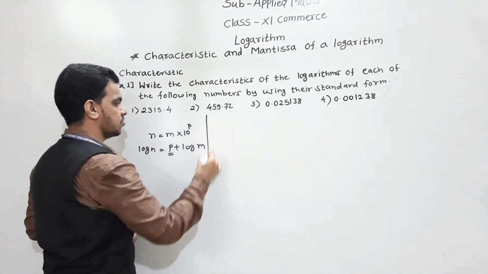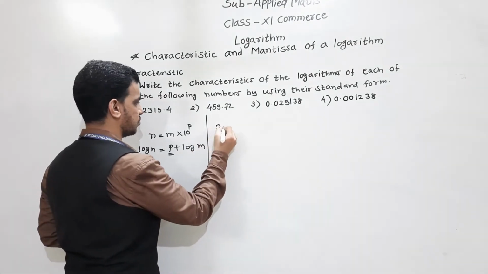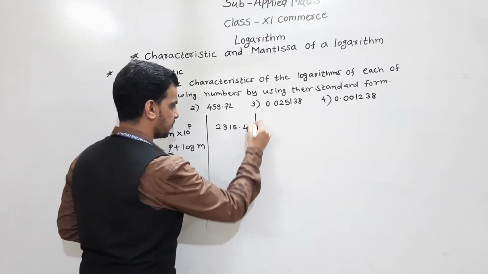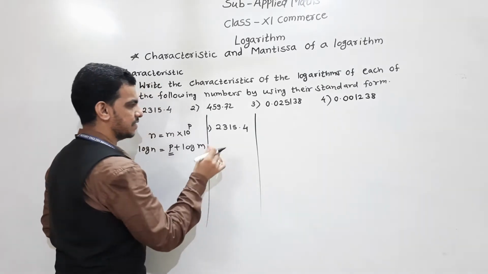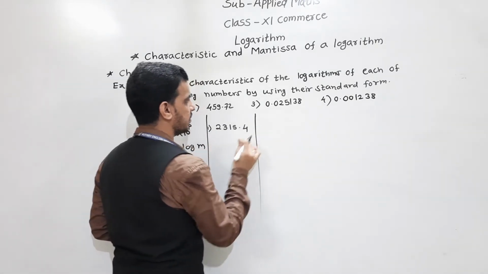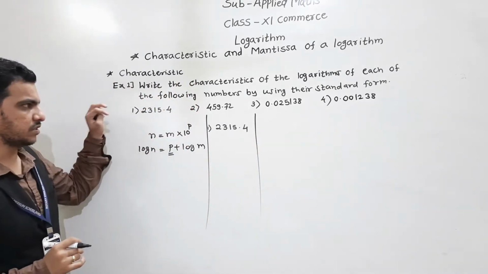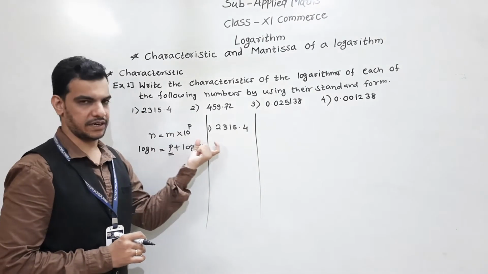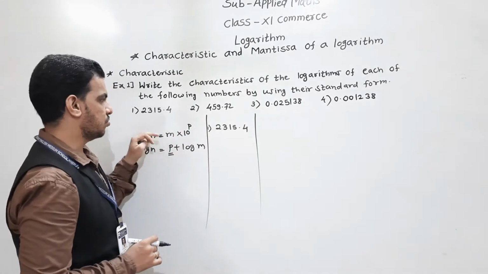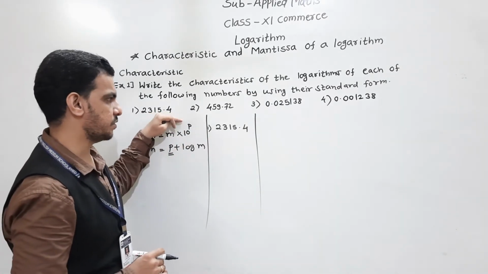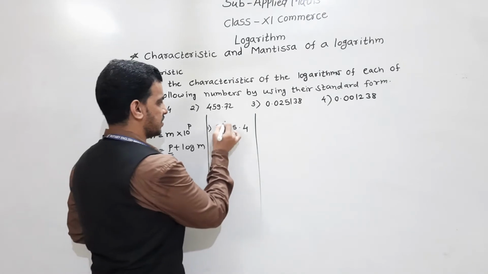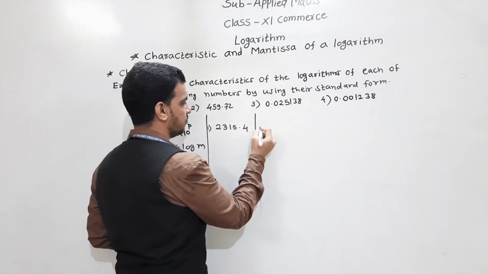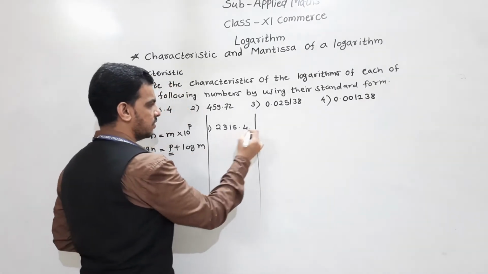So if I am writing these numbers, 2315.4, this is the first number, then how do we write the standard form of decimal? There are two methods to find the characteristic. One is by using standard form, so first we will discuss this method. This is the number, and now we have to write this number in standard form. So how do we write it in standard form?